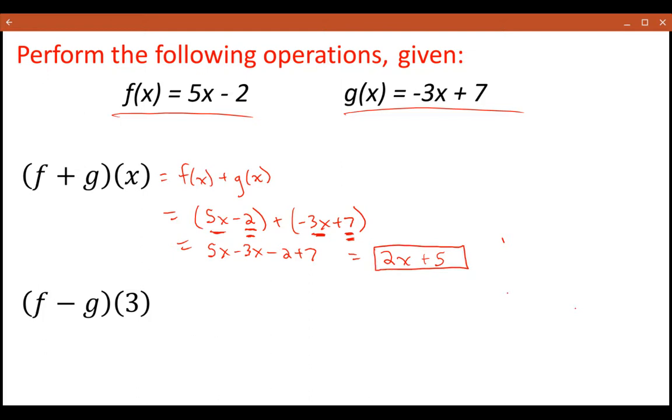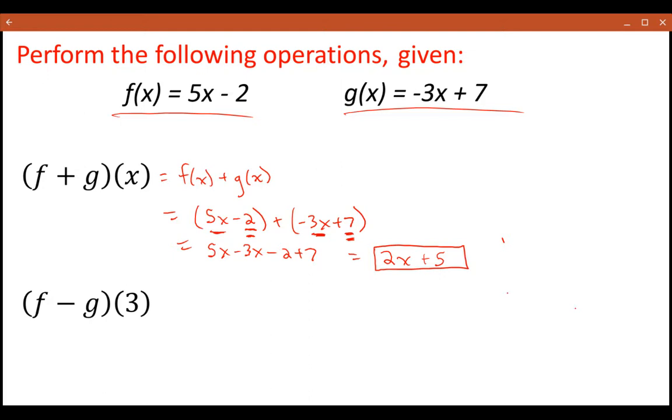So that's going to be our answer: 2x plus 5. For the next one, it looks pretty similar. It's f minus g, but instead of x, it's actually f minus g of 3.